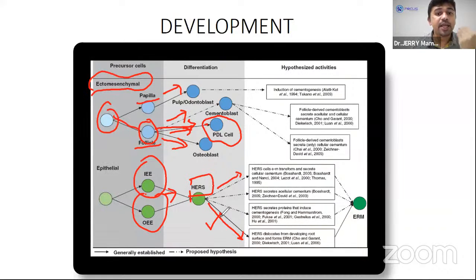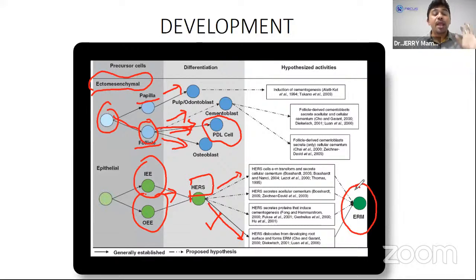What we understand is that as the root formation progresses, the cells disintegrate and they are retained as this ERM. Can anybody tell me what it is retained as? As some remainings, some remainings in the tissue. Very good. Epithelial rest of Malassez. They come as remnants, the epithelial rest of Malassez.